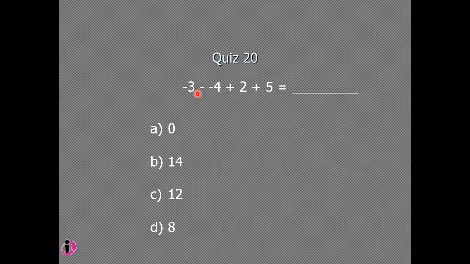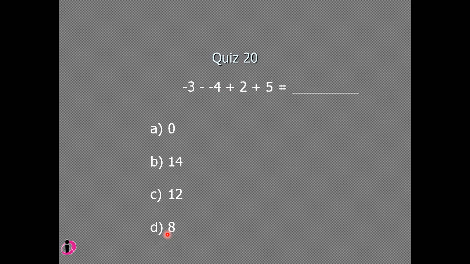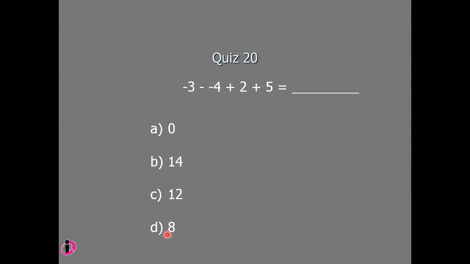What is this? Negative 3 plus 4, right? So then it's what? 4, 2, 5 is 11, right? It's negative 3, so it's 9. Oh, I'm sorry. 4, 5, 2 is 11. It's negative 3 is 8, right? I'm sorry, it's 8. So right answer is D.